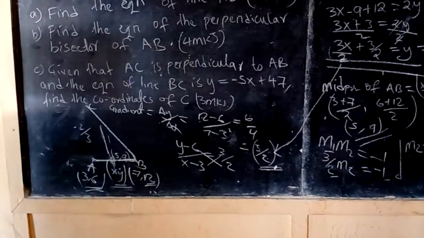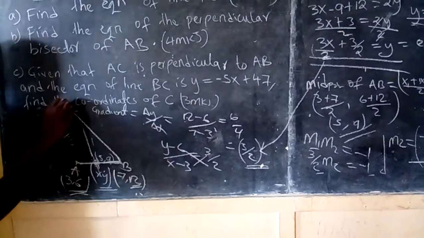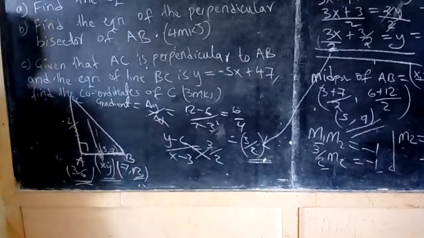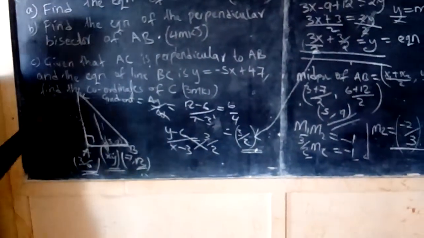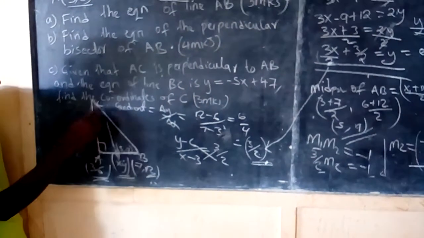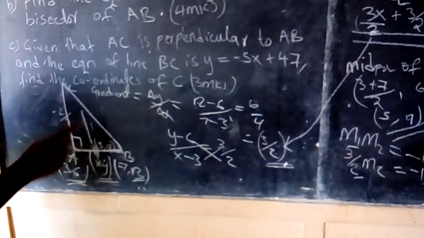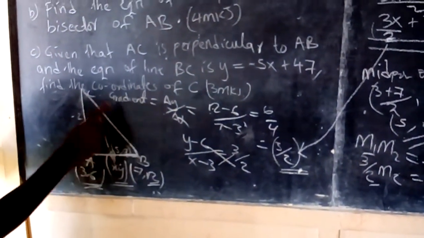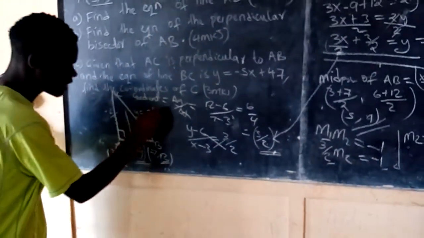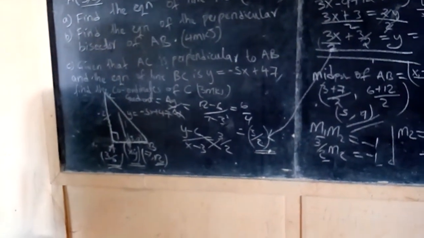this is ABC. Now line AC is a line here. It's perpendicular to AB, meaning it makes a right angle. That was a right angle triangle. It makes a right angle at that point. Now line AC is perpendicular to AB, and the equation of line BC is y is equal to negative 5x plus 47. y is equal to negative 5x plus 47.